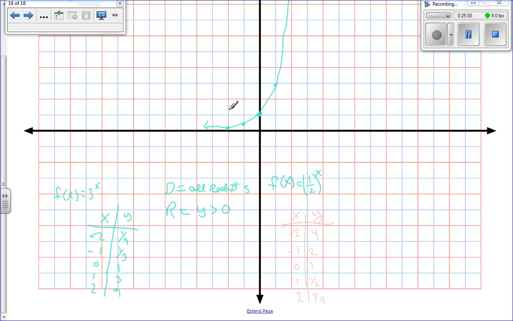Negative 2, 4, and then negative 1, 2, and 0, 1 right there, and then 1, a half, and 2, a fourth, and then connect the points the best you can. And this is f of x equals 1 half to the 2x.